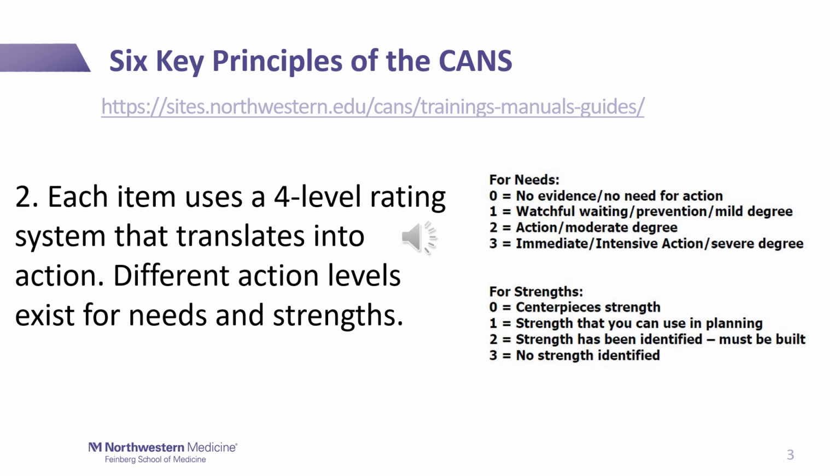The second principle we'll look at is that each item uses a 4-level rating system that translates into action. Different action levels exist for needs and strengths. When looking at the needs, we see that 2s and 3s are actionable needs, and these are the items that we will leave notes on if they're scored such.